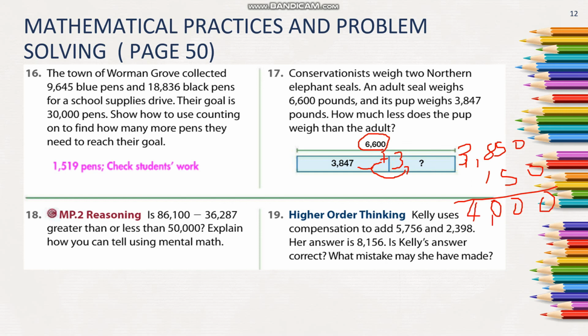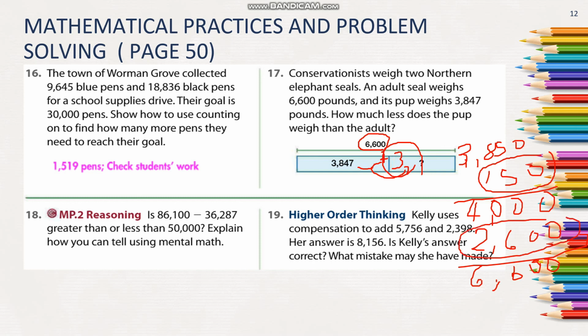Since I need 6,600, I need to add 2,600 in order to complete 6,600. So how much did I add to 3,847? I have 3, I have 150, and I have 2,600. If I add 2,600 plus 150, that is 2,750, plus 3, the answer is 2,753. So that is how to apply the counting on method.